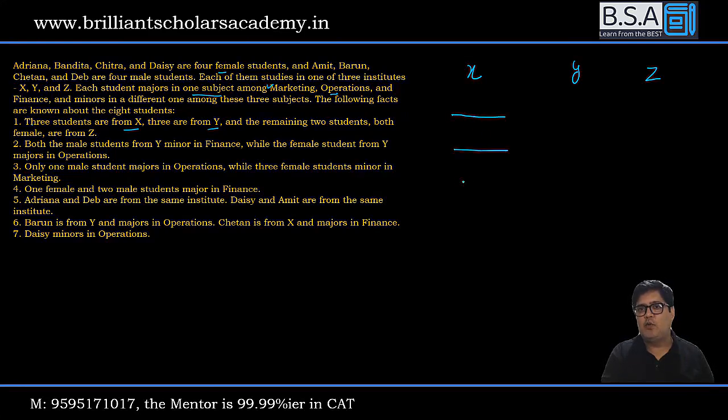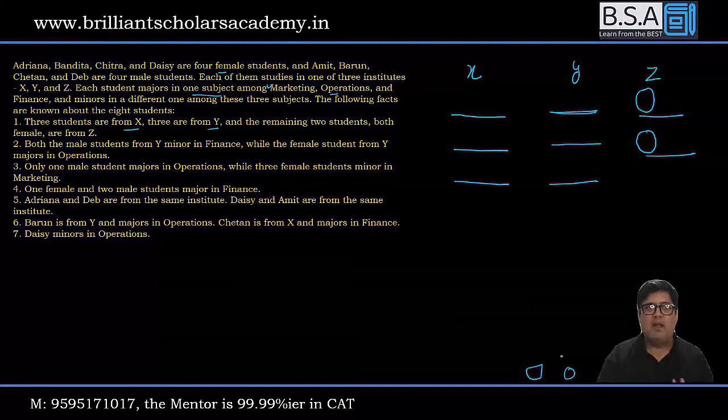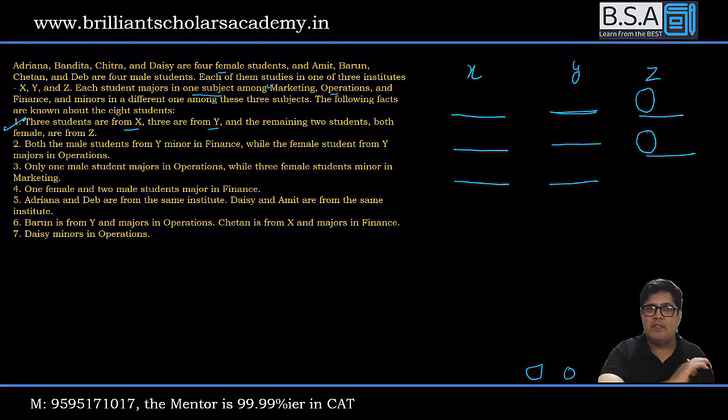1, 2, 3. 1, 2, 3. 1 and 2, they are both female, so I have drawn a circle. I will write their name inside. Usually as in a family tree, males are represented under a box, females under a circle. So I have taken care of this information. Done.